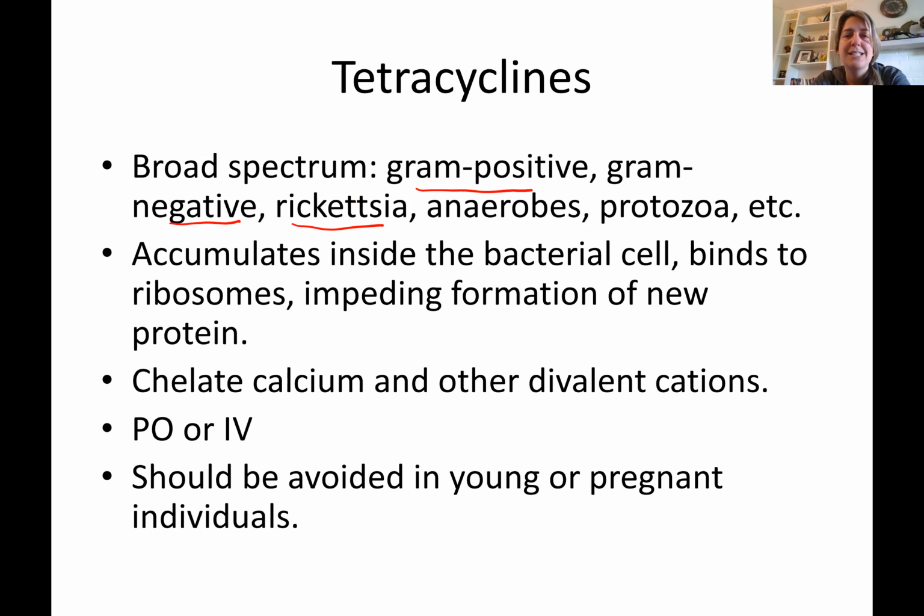It accumulates inside the bacterial cell and is going to bind to the ribosomes, impeding the formation of new protein, okay? And that's how tetracyclines are generally bacteriostatic. They don't kill the bacteria, they just prevent the bacteria from forming protein, and then they die off that way, okay? But they don't necessarily kill the bacteria right then. The important thing about tetracyclines is that it chelates calcium and other divalent cations, okay?